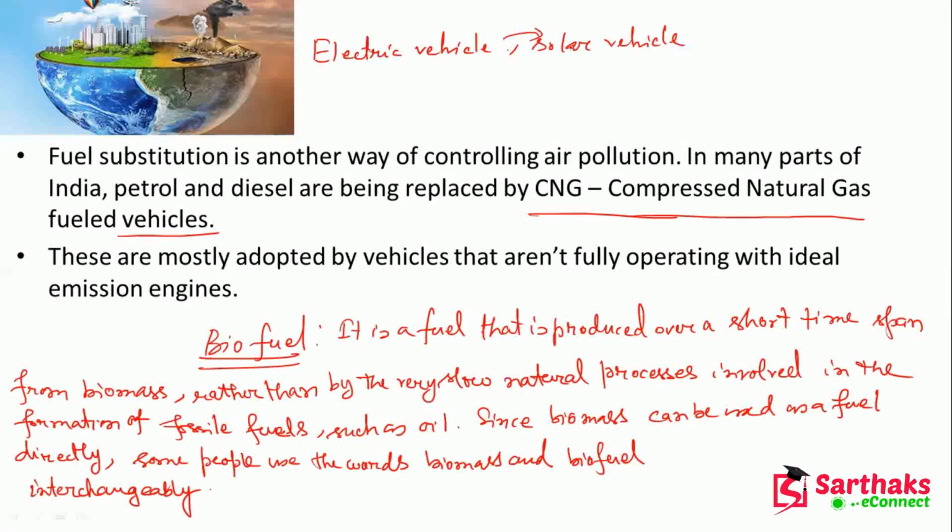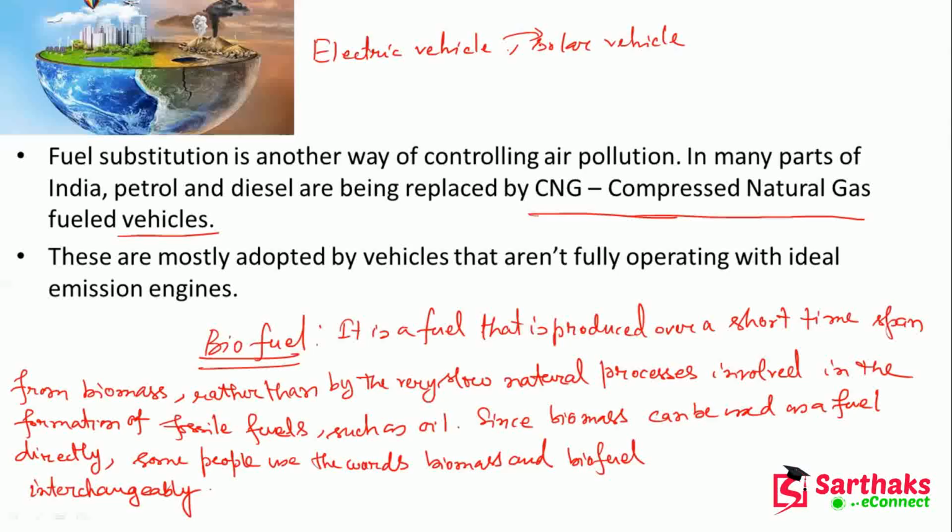Now CNG, this is compressed natural gas, a fuel gas mainly composed of methane, compressed to less than 1% of the volume it occupies at standard atmospheric pressure. It is stored and distributed in hard containers at a pressure of 20 to 25 megapascals, usually in cylindrical or spherical shapes. So this is compressed natural gas, which we can use. We can also use electric vehicles, that means not the thermal one, that depend on solar, and biofuel we can also use.